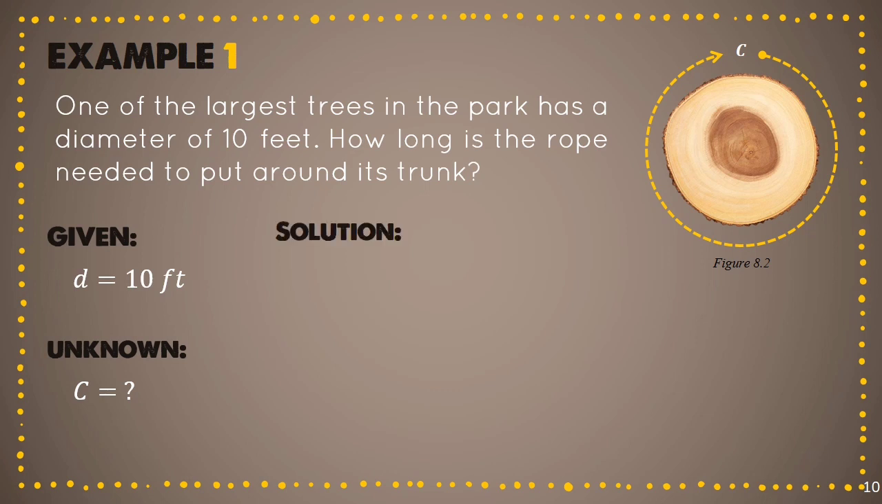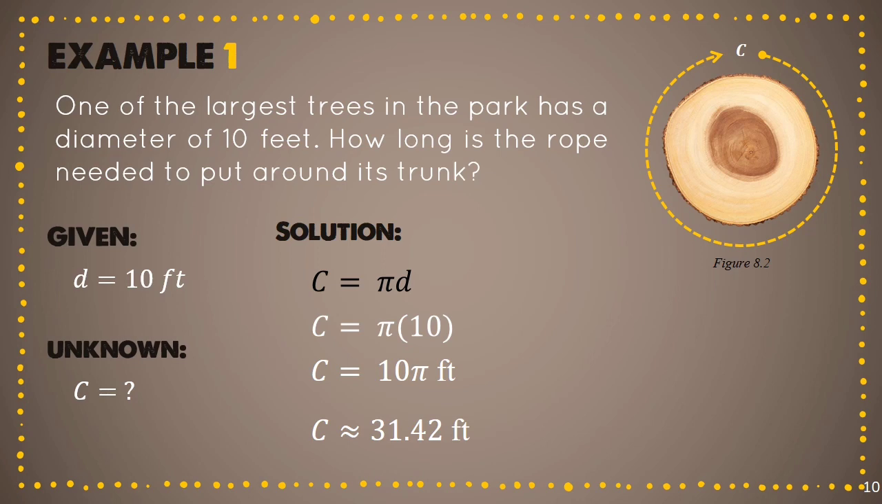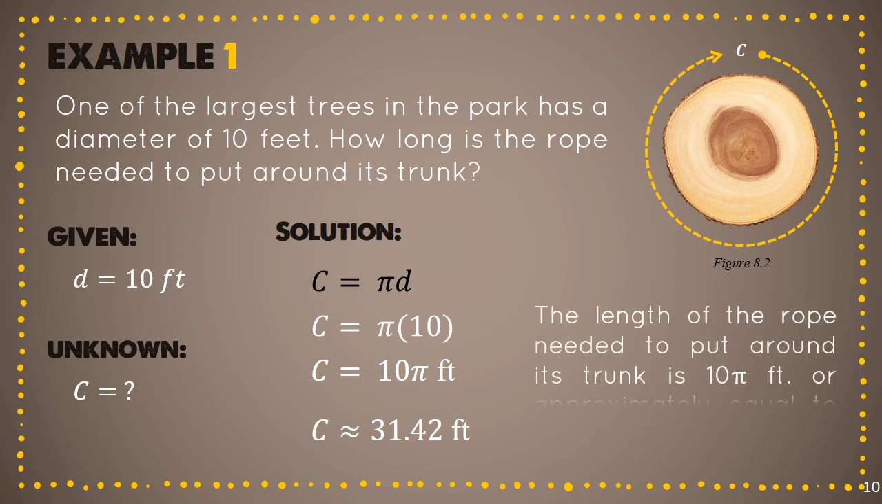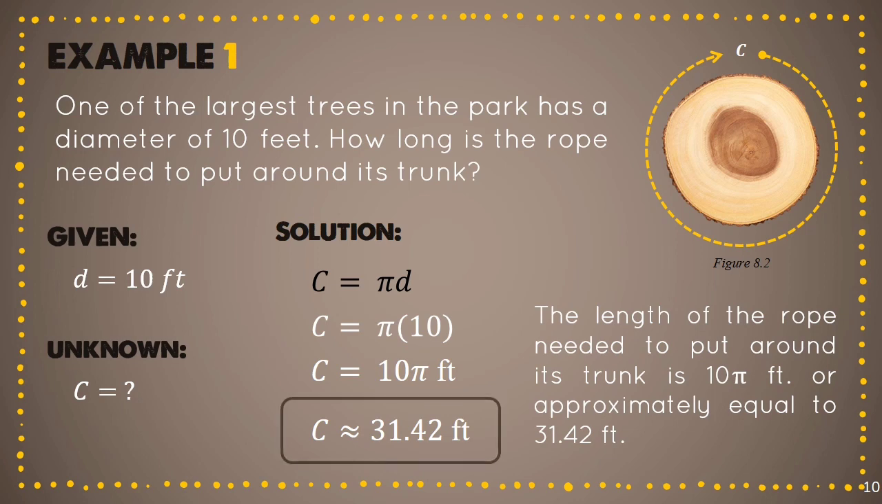Solving for the unknown, we have the formula C is equal to the product of pi and d. Substituting the given, we have C is equal to pi times 10. So the circumference in terms of pi is equal to 10 pi feet, which is approximately equal to 31.42 feet. Therefore, the length of the rope needed to put around the trunk is 10 pi feet, or approximately equal to 31.42 feet.